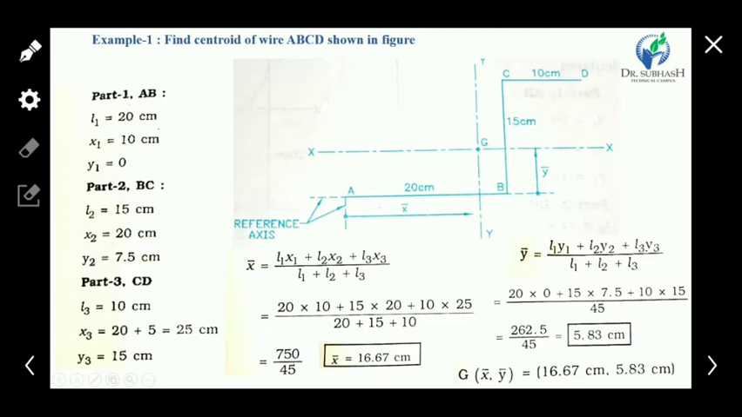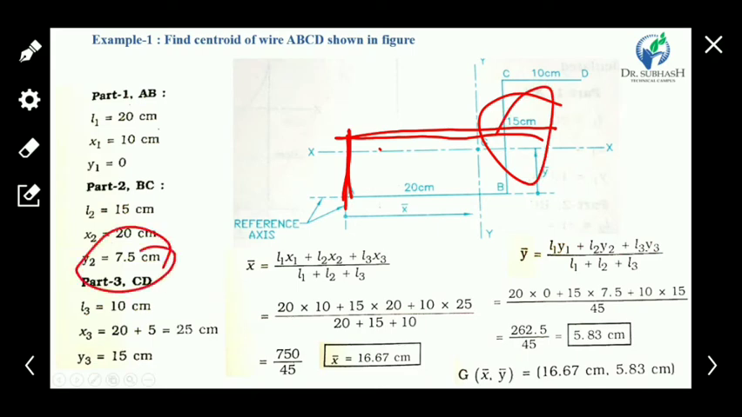Clear? Now another part, the BC part. The length of this part is 15 centimeter, as given in the figure. Now x2, the distance of the center of gravity or centroid of this BC element from the reference axis, is 20 centimeter. And y2, the vertical distance, is half of 15 centimeter, so 7.5 centimeter.